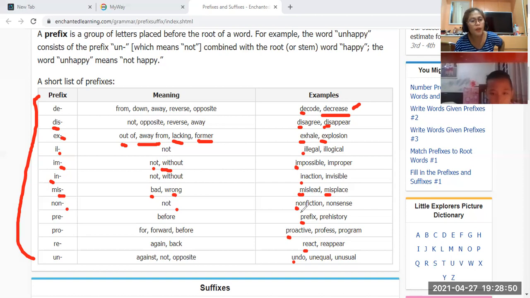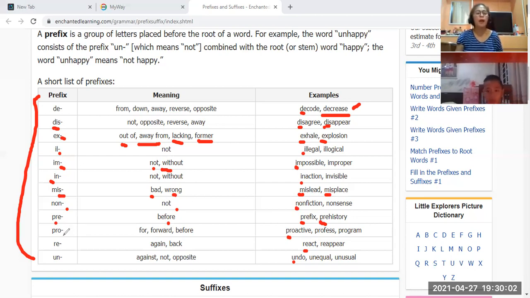Okay, you understand? Another. When you say the prefix pre, it means before. So, prefix: it is the letters that are added before the root word. That's a prefix. So it's before. So when I say prehistory, what do you mean by prehistory? It means before the history. Prehistory, teacher. It's before the history. Okay, you understand, Keo? Yes, teacher.